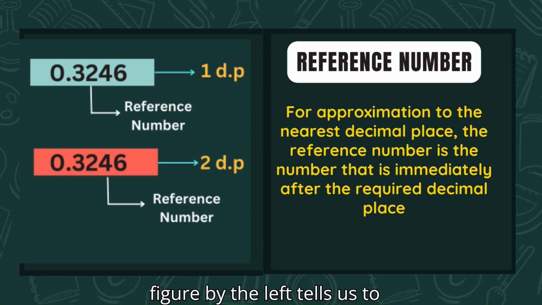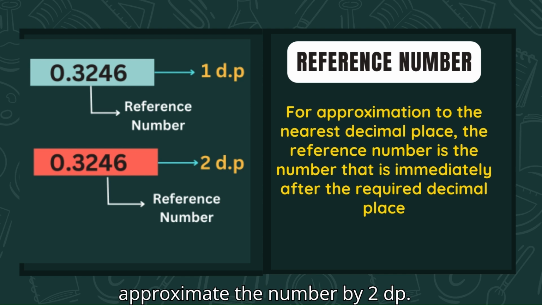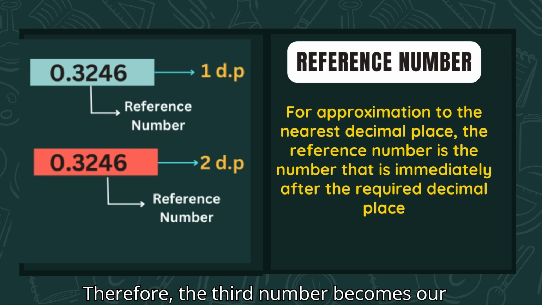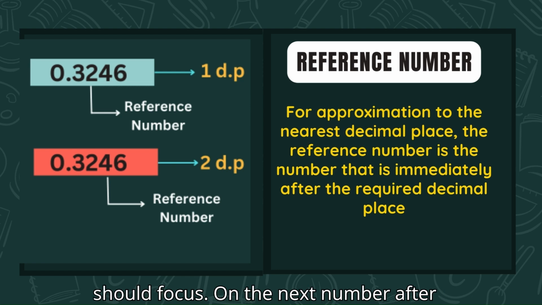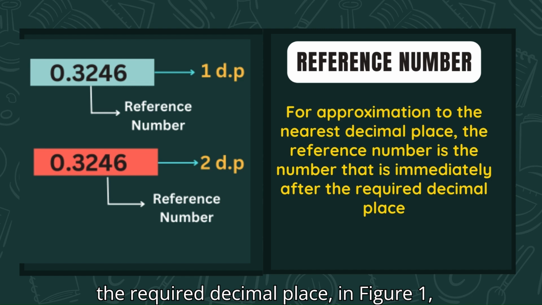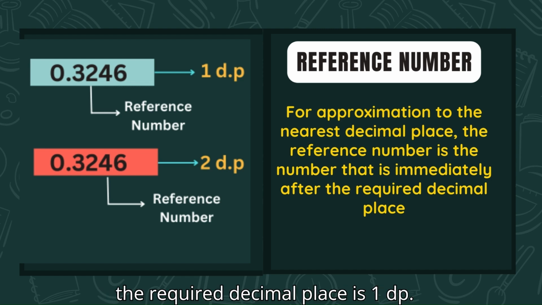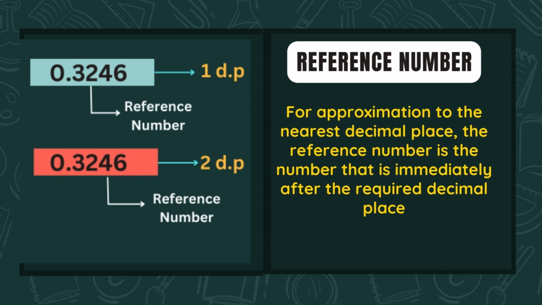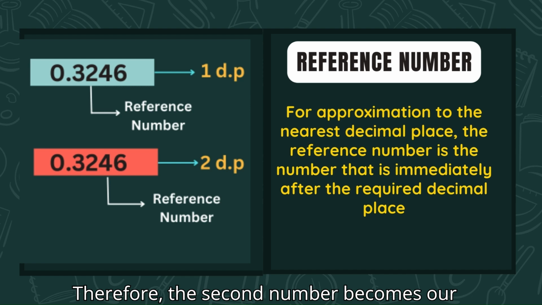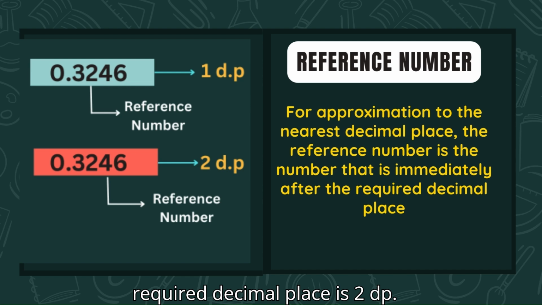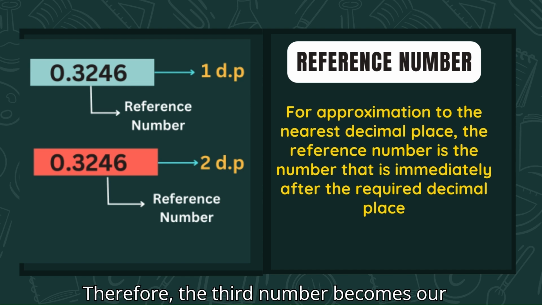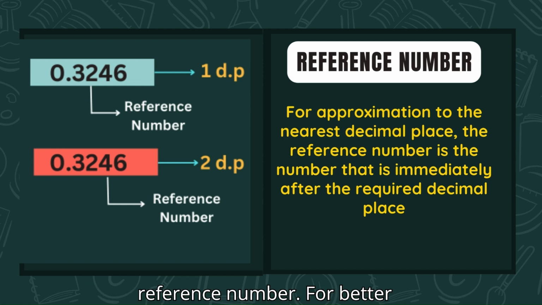The second figure by the left tells us to approximate the number to 2 dp. Therefore, the third number becomes our reference number. That is to say that you should focus on the next number after the required decimal place. In figure 1, the required decimal place is 1 dp. Therefore, the second number becomes our reference number. In figure 2, the required decimal place is 2 dp. Therefore, the third number becomes our reference number.